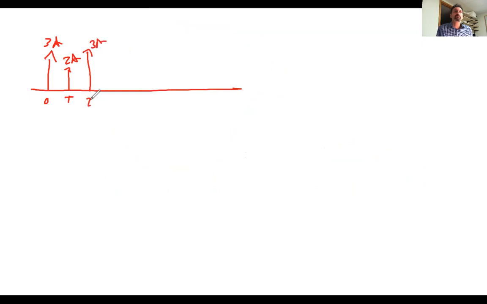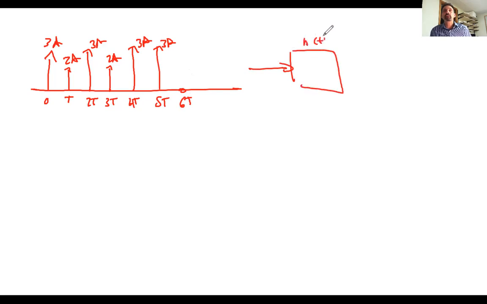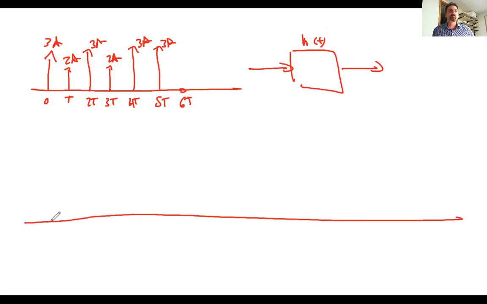So let's go back to our delta train. We have a 3A at zero, a 2A at T, a 3A at 2T, a 2A at 3T, a 3A at 4T, a 3A at 5T, and we have a zero at 6T. What is this going to look like? This is what it's going to look like once you pass it through a sync impulse response. It's going to be kind of complicated, so brace yourselves.